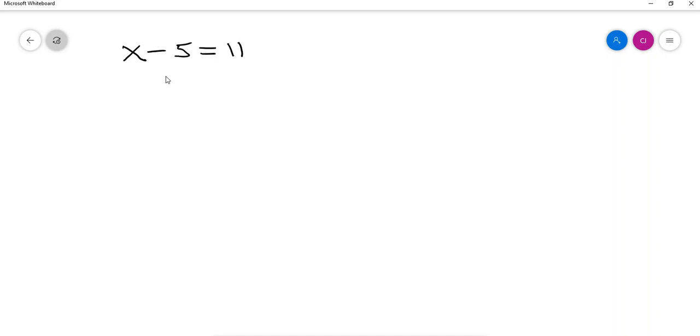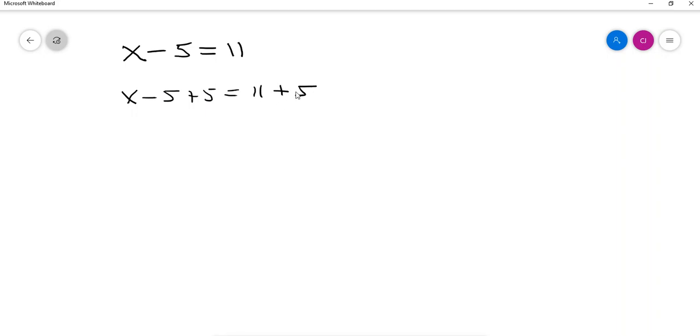Okay, this is a pretty straightforward single variable equation, right? We have one variable, and we want to end up with just x by itself. So in other words, this 5 we want to get onto the other side. If you remember, to move stuff you have to do the opposite or inverse operation. This is a minus 5, so you could say x minus 5 plus 5 equal to 11 plus 5.